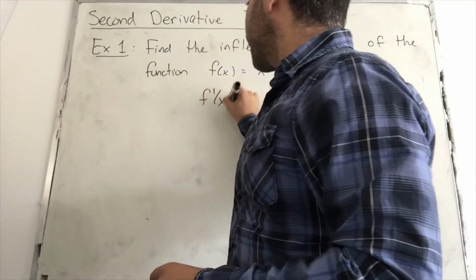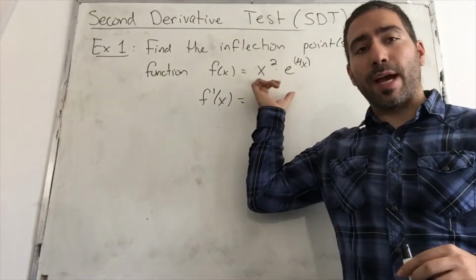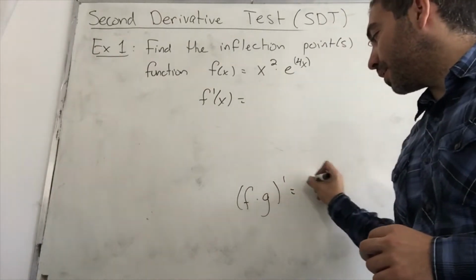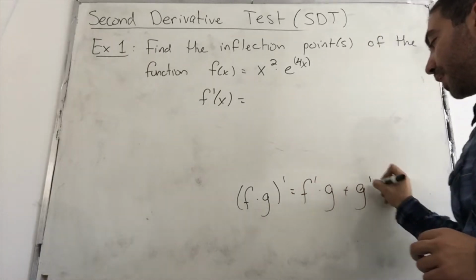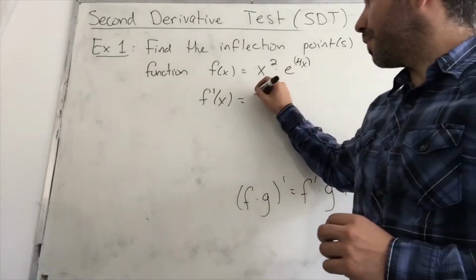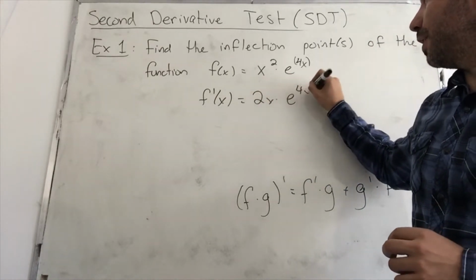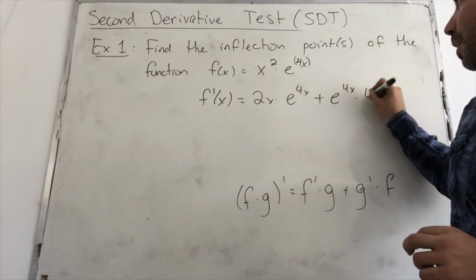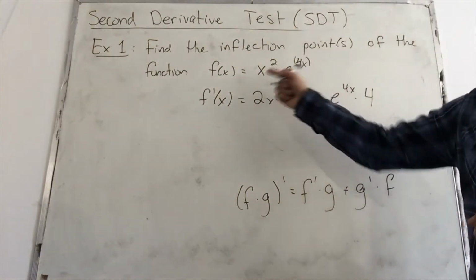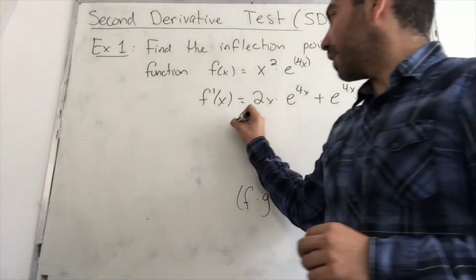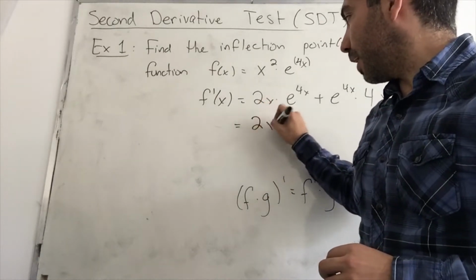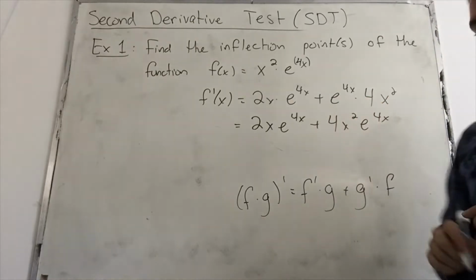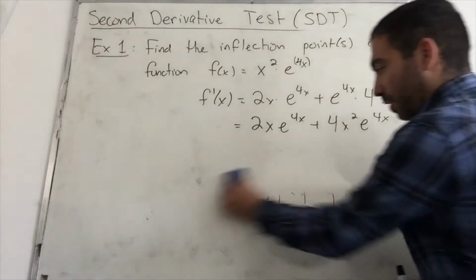The first derivative, f prime of x, is equal to, what you have to catch here is that we have a multiplication of two functions, so we're using the product rule. It's the derivative of the first times the second plus the derivative of the second times the first. So the first function, the derivative is 2x. We leave the second function, e to the 4x, plus the derivative of the second function is e to the 4x times 4, so we're applying the chain rule, and then we multiply by the first function. Okay, let's go ahead and simplify. We can express this as 2x e to the 4x plus 4x squared e to the 4x.